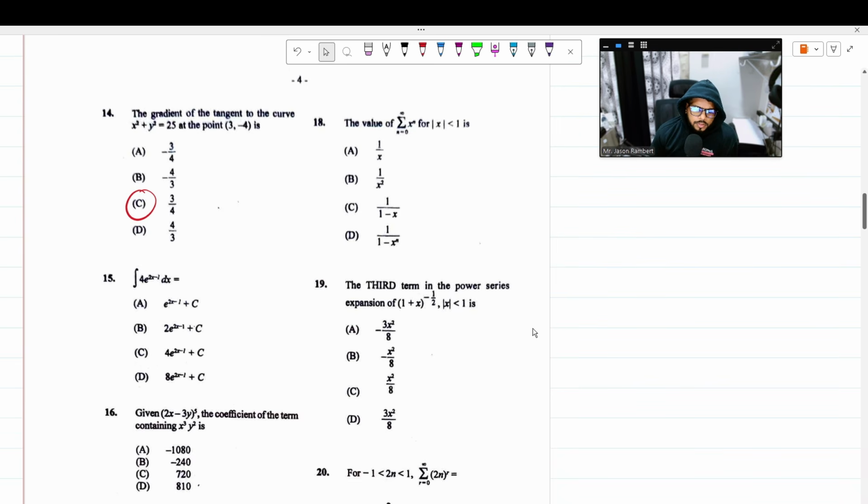Alright, new question-ish. No, I lie, not a new question. When I differentiate the power, I'm going to get 2, and divide the function by 2. I'll get 2e to the power 2x minus 1.